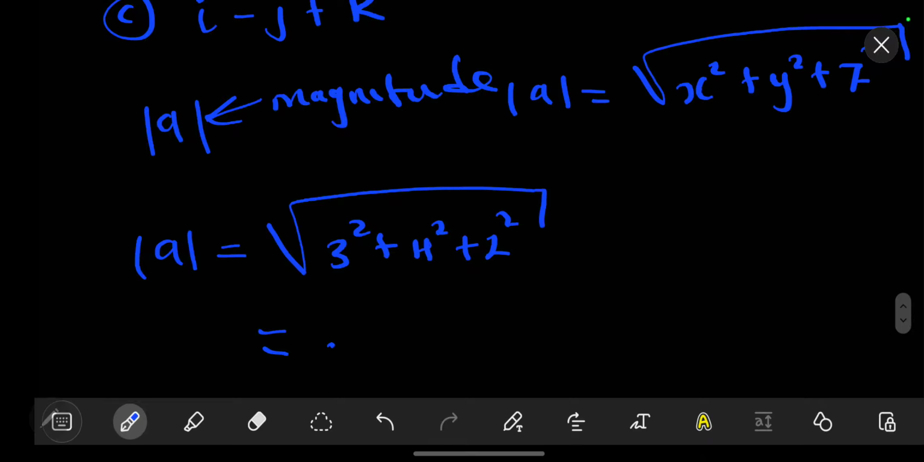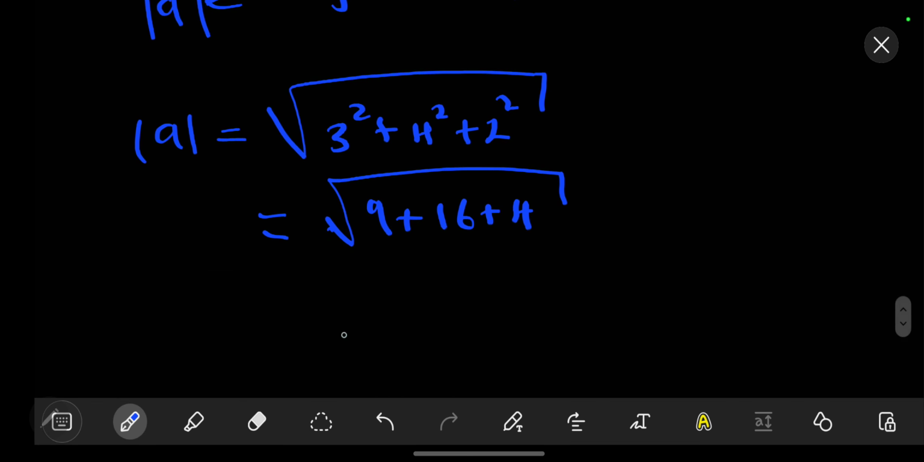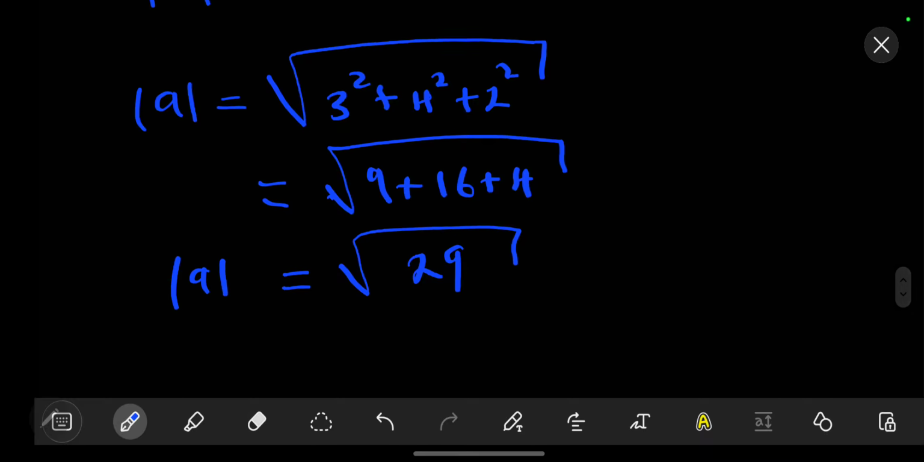Then we are going to add, so it will be the square root of 3 squared is 9, plus 4 squared is 16, plus 2 squared is 4, like that. So we add, we have the square root of 9 plus 16 plus 4, it will be equal to the square root of 29. Sorry, not 28, 29, like that. So this is our magnitude of A.